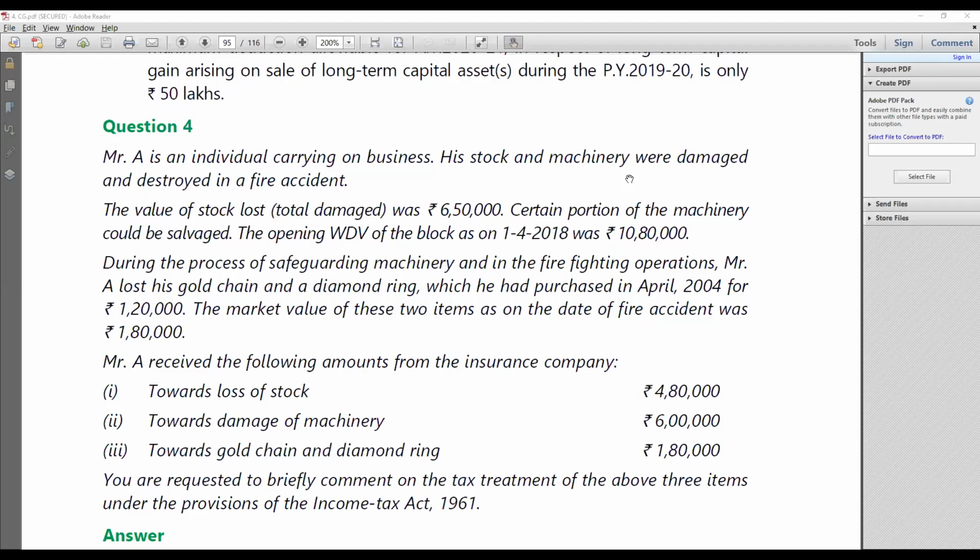Third category is towards gold chain and diamond ring. As we told before, as an exception to personal effects, there are 6 assets. Jewelry is a part of that. Therefore, gold chain and diamond ring will form part of our capital asset, and capital gain should be accounted for the same. Here, though they have given the cost as 1,20,000, we are not aware of the indexation rates. So this being a long-term capital gain, indexation will be available, and we can calculate long-term capital gain based on the same.